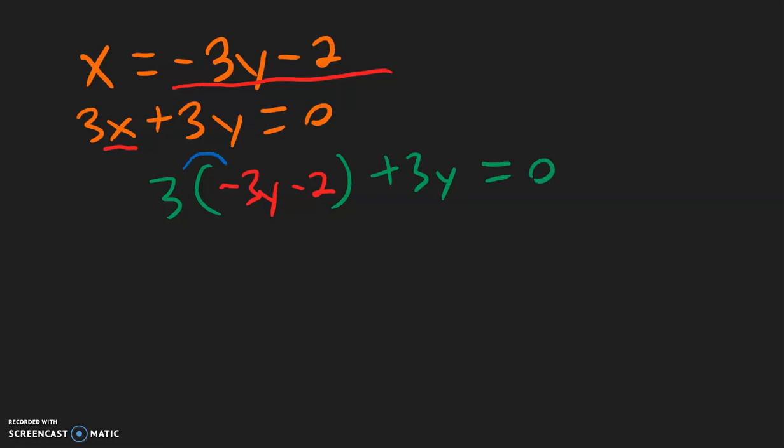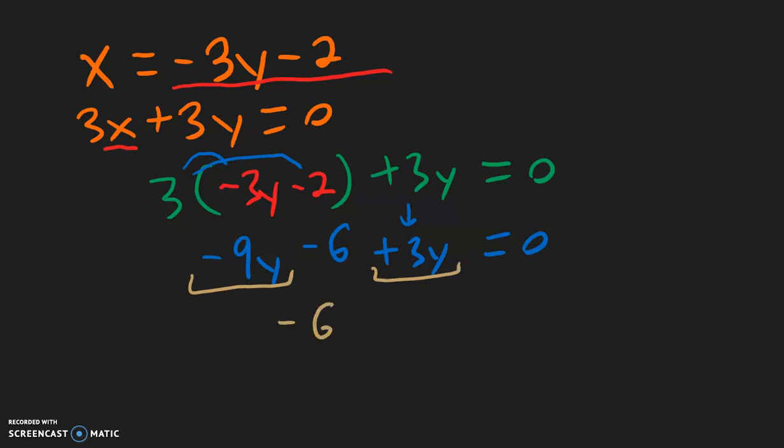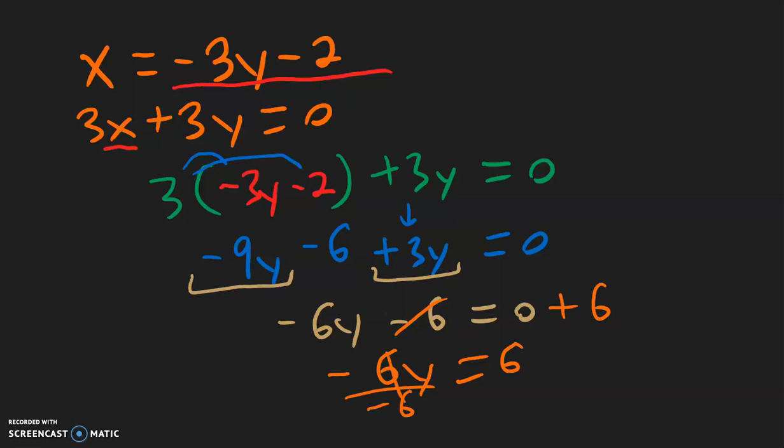So distributing, 3 times -3 is going to be -9y. 3 times -2 is going to be -6. Bringing down the positive 3y equal to 0. And then combining like terms, so this negative 9y and the 3y are like terms, so negative 9 plus 3 is going to be negative 6y minus 6 equal to 0. Moving the minus 6 to the other side becomes a plus 6. So we have negative 6y equal to 6. And then dividing both sides by negative 6 so we can get y by itself. We get y equal negative 1.